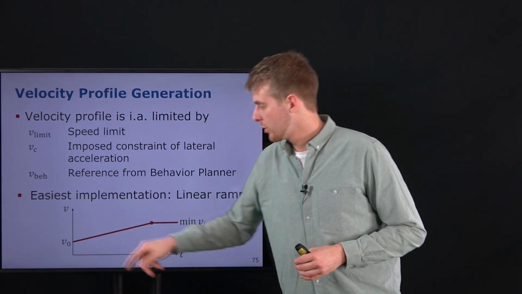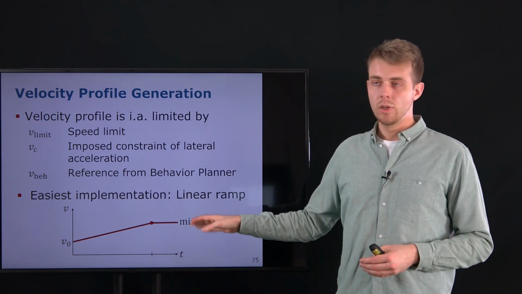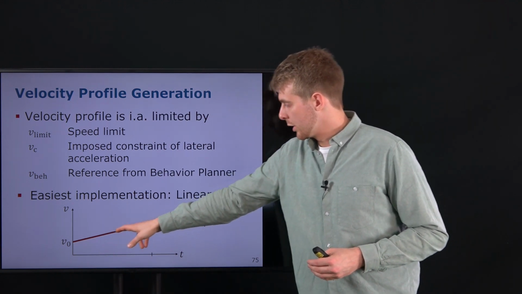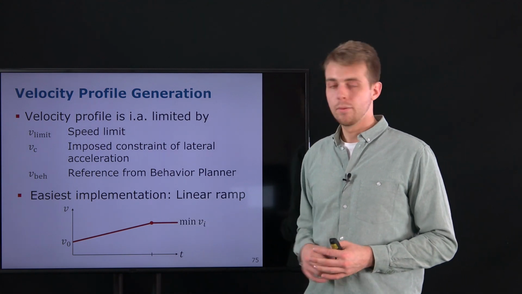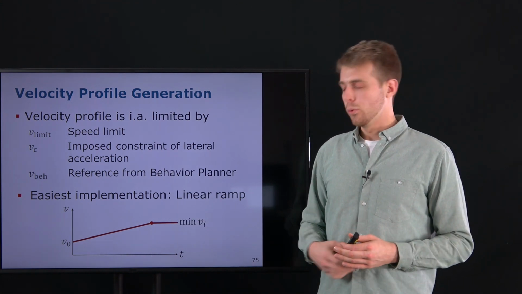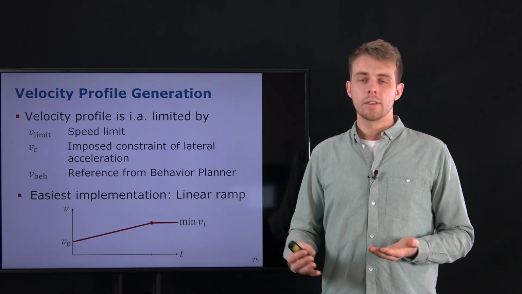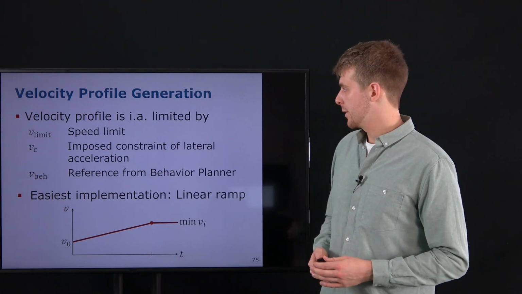One way is to do it in a linear ramp. If v0 is our current velocity, and this is our set velocity, so the minimum of these limits, then we just try to increase the velocity until we reach the final reference, and then we just keep it constant as long as we do not have another set velocity because the perception changes or anything like that.